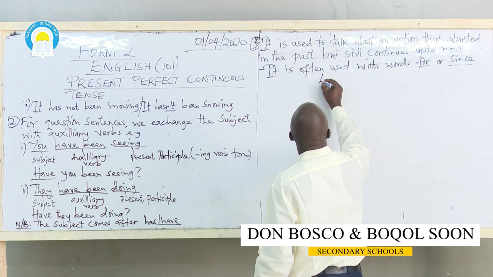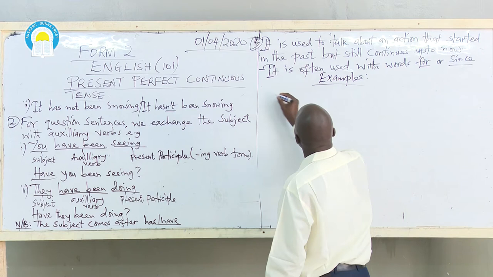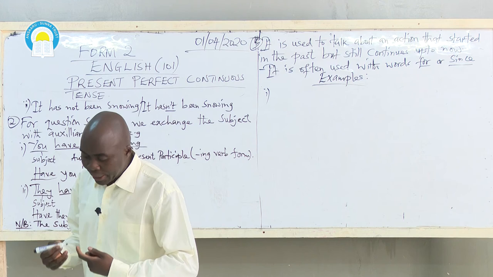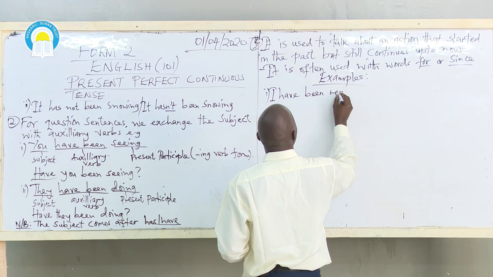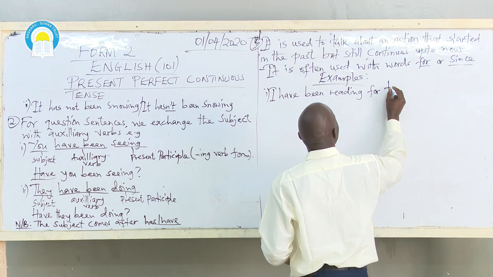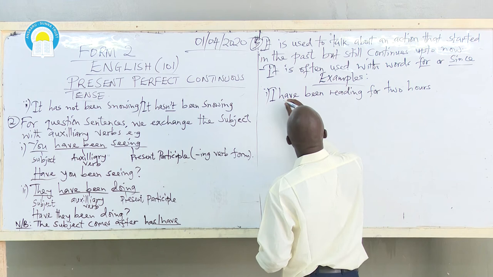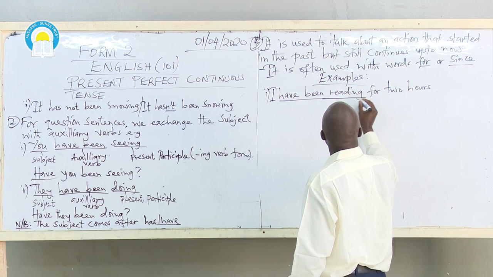Example. The first example: I have been reading for 2 hours. The words have been are the auxiliary verbs followed by the present participle reading. So have been reading is the present perfect continuous tense.